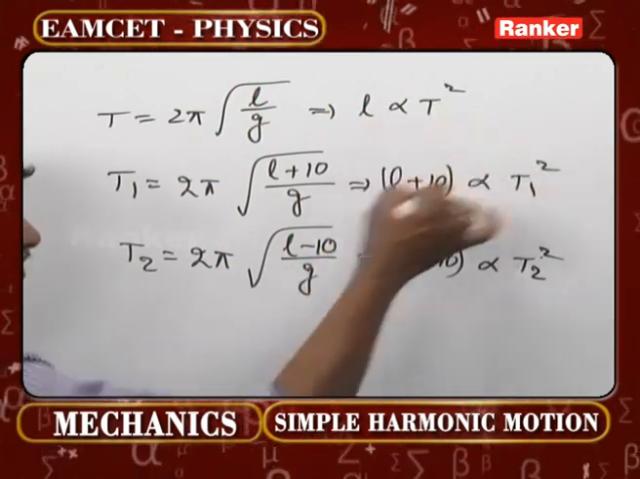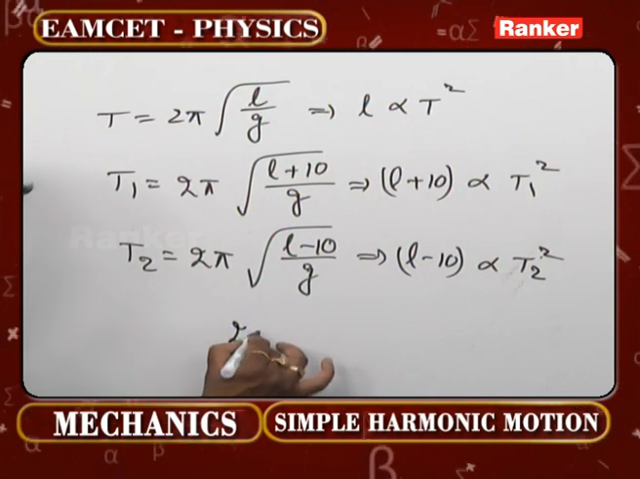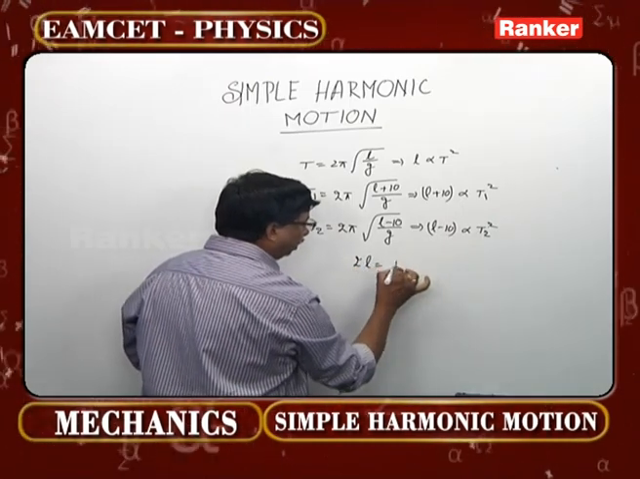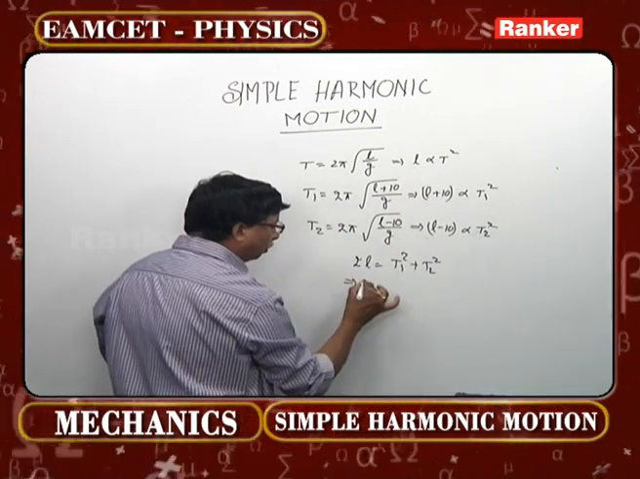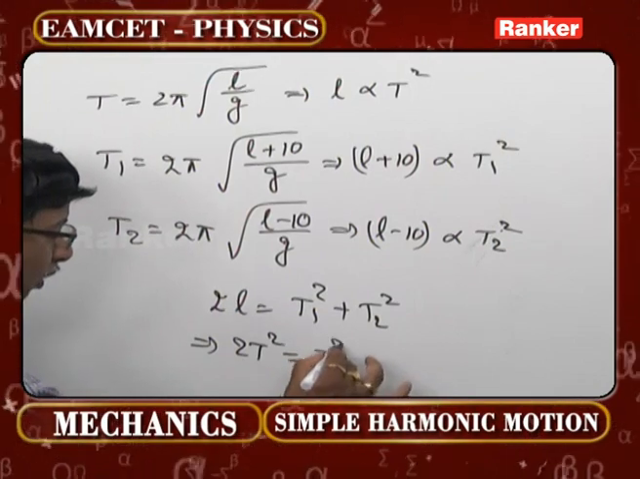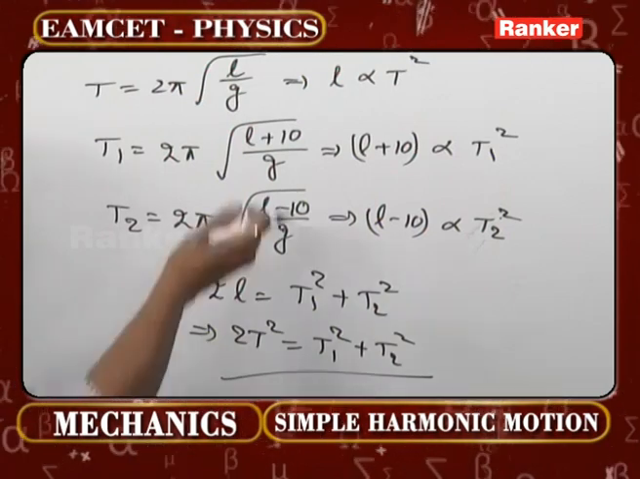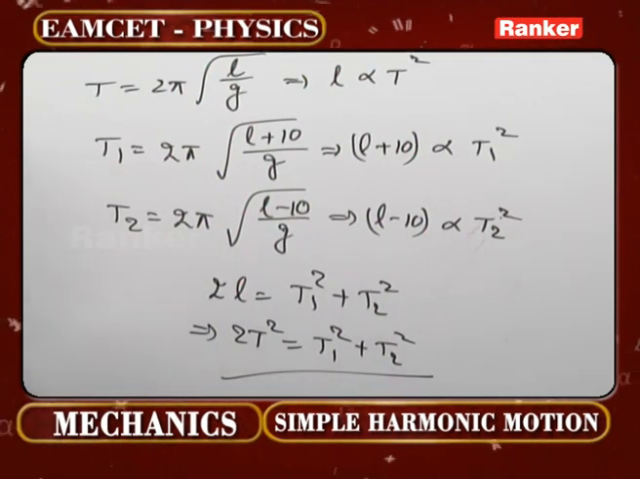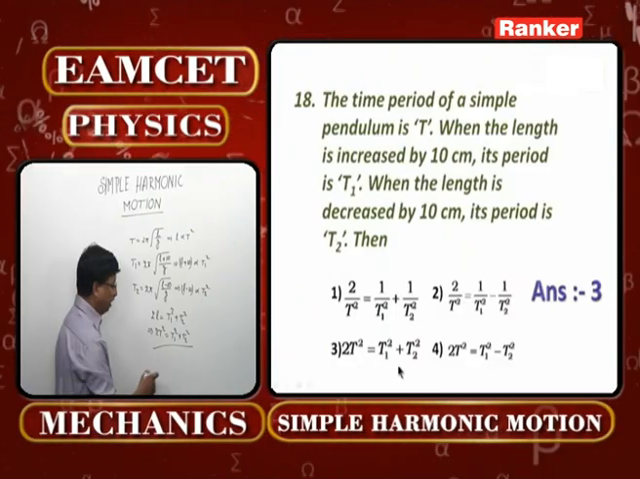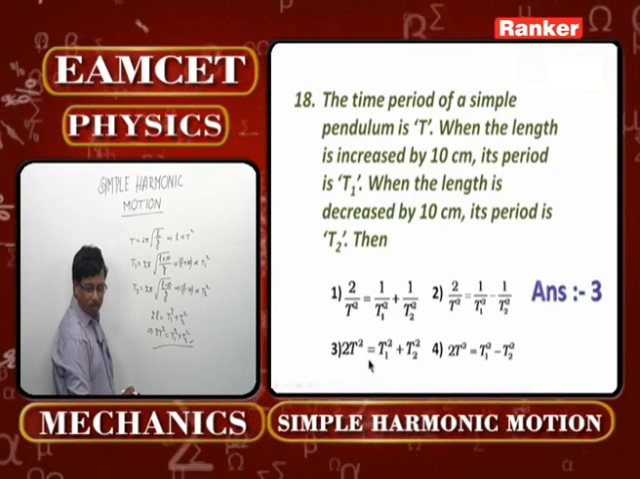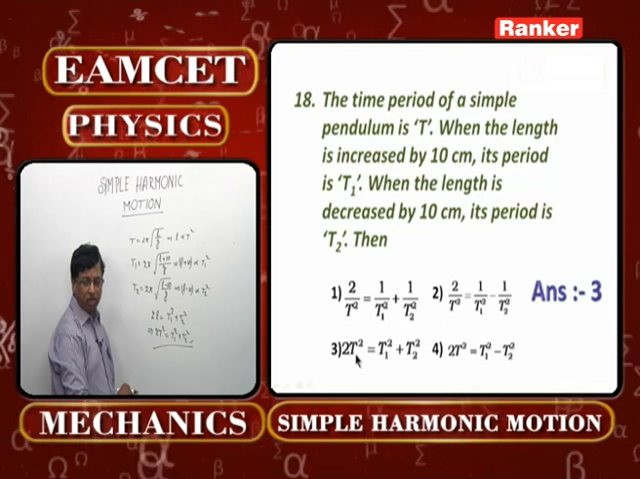So what is the relationship between these three? If you look, you will find that 2 times L is equal to T1 square plus T2 square. L is proportional to T square, so 2T square is equal to T1 square plus T2 square. Roughly also by look you can finalize the answer. There is no need for you to simplify the whole thing. It is now the correct option. 2T square is equal to T1 square plus T2 square. This is the relationship between T1, T2 and T. That is question number 18 for us.